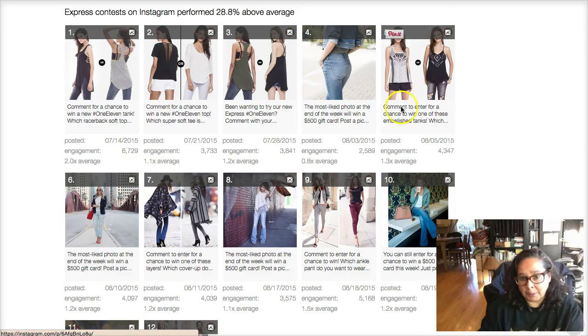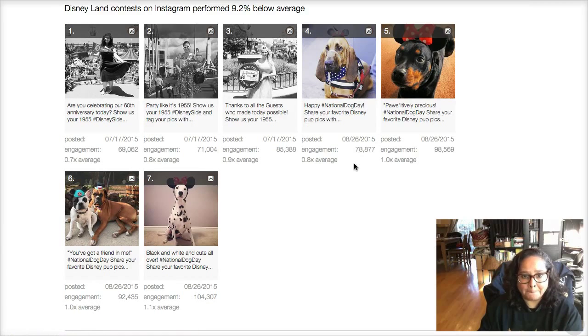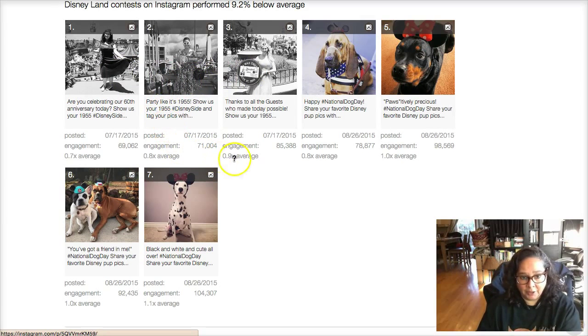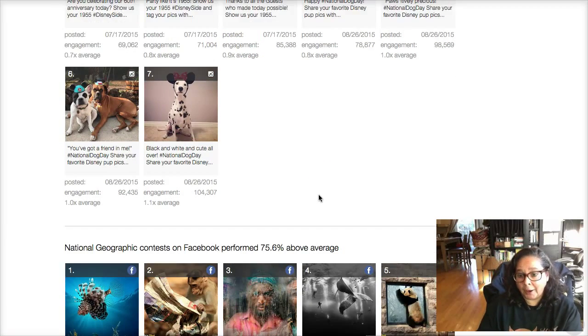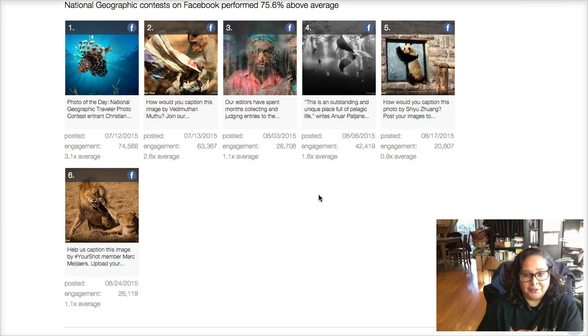Express. So the pictures of women, how they did them, seemed to be very successful. And these pictures, so I love black and white pictures and historical pictures, but it seems like this is not performing as well as average. In fact, every one of the black and white historical pictures performed below average, which I think is very telling. And then National Geographic is awesome.